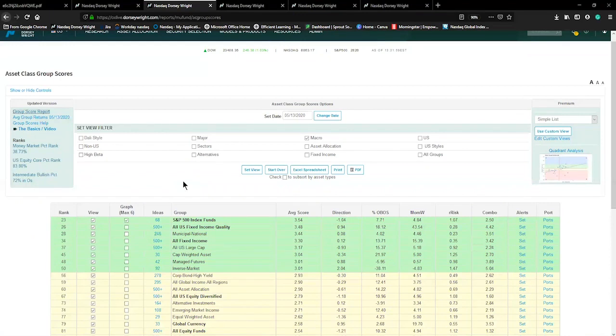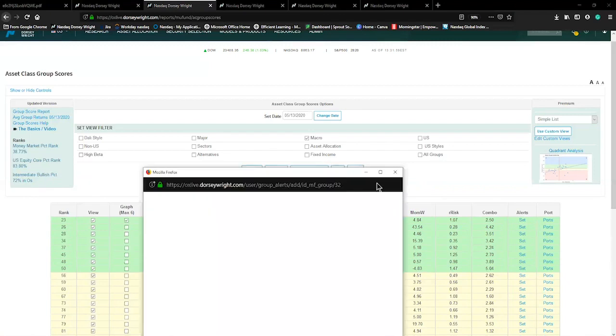Yeah, absolutely. One way in particular is if you're coming in on the page, and for some subscription levels, again, depending upon the subscription level that you may have, you're going to see 2 other columns on the right-hand side of the page that are going to say alerts and then port for portfolios there. The alerts column is a pretty useful column to be able to come in and set alerts on movement within the particular group.